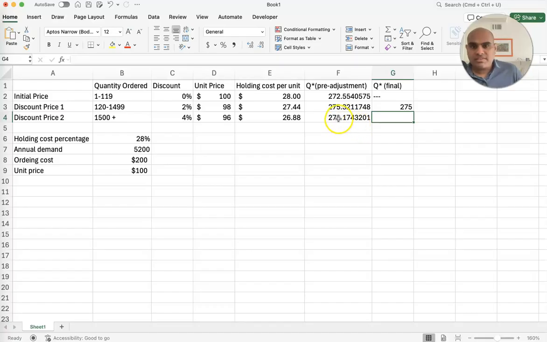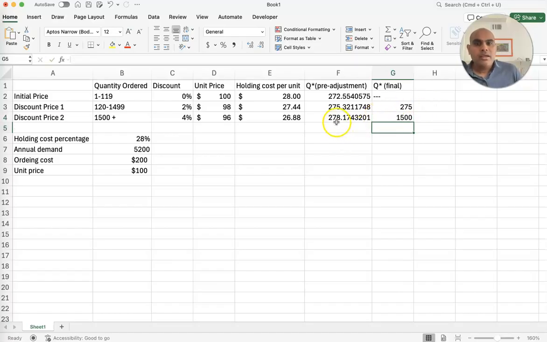Now, if you look at this number again, 278 is outside this range. So 1500 or more to get the second discounted price, right? 278 is outside the range, but 278 is less than the lowest value in the range. And that is okay. If the Q star that you calculated pre-adjustment is less than the lowest value in the range, you can keep it. But for you to receive this discount, you have to order a minimum of 1500. So if this number is outside this range but lower than the smallest number in the range, then you use the smallest number in the range. So this is going to be 1500. Why?